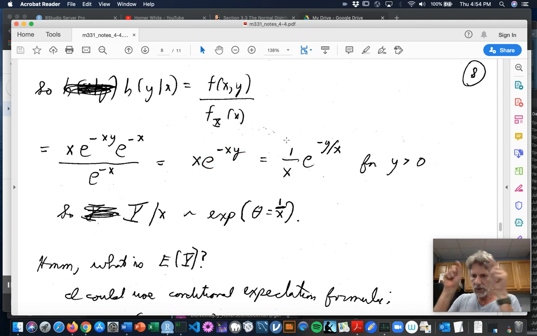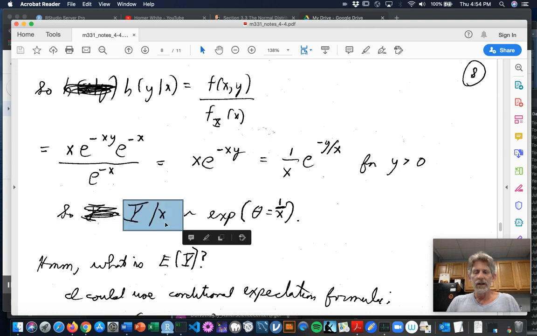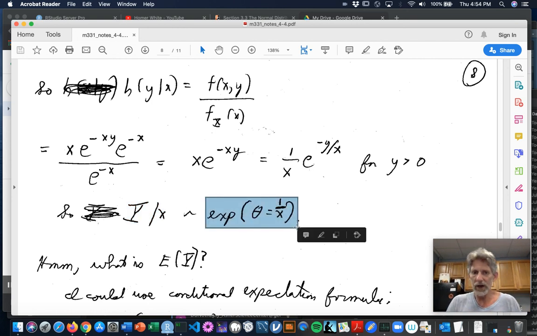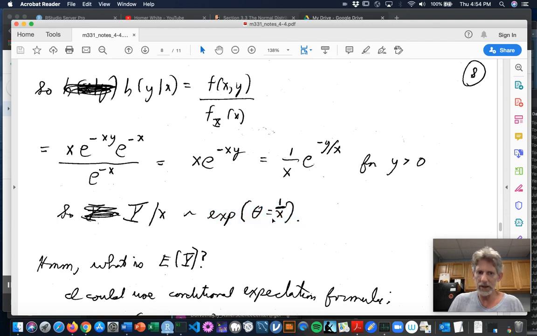And so go ahead and scribble the correct thing down on a sheet of paper and look at it. And you're realizing that you're looking at the PDF for an exponential random variable where the theta parameter is 1 over x. So the conditional distribution of capital Y, given that capital X is little x, is exponential with theta 1 over x. Wow, it's kind of neat.